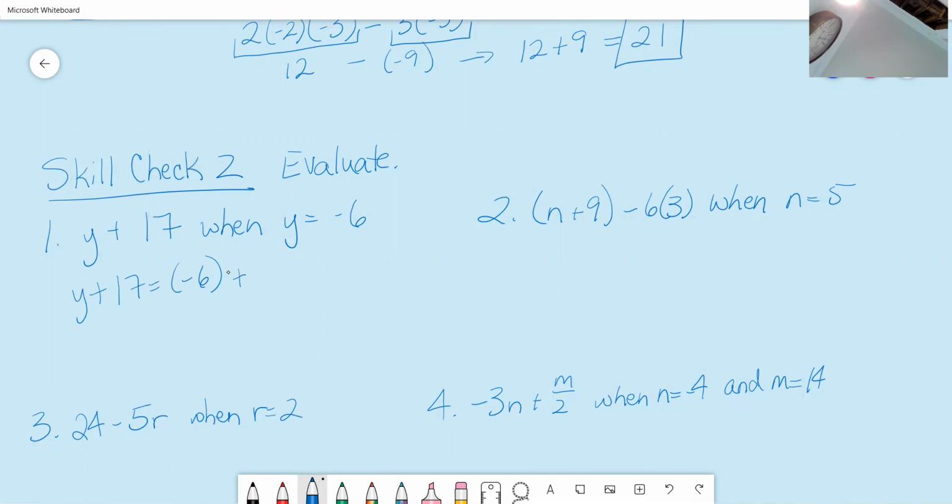So this is -6 plus 17. So we're adding unlike signs. 17 take away 6 is 11. And the 17 is positive. So your answer is a positive 11.